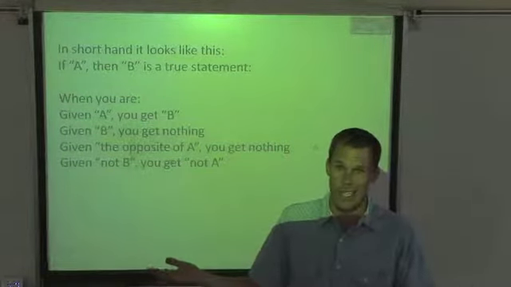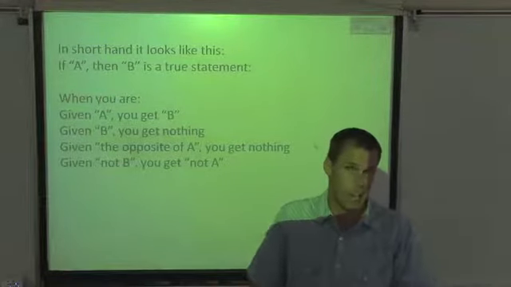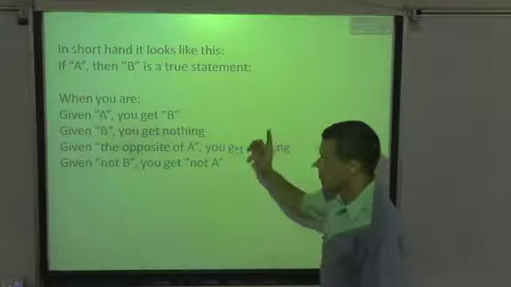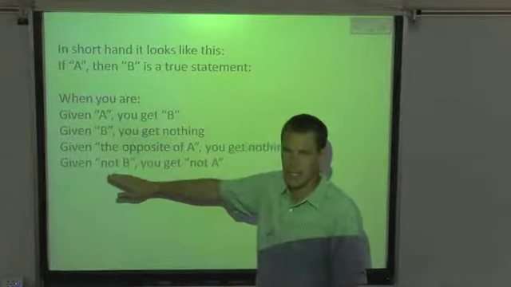We don't know how hot it is, or we don't know whether it's below 32 degrees or not. We just know it's not snowing. But the most interesting one is, what if we're given the opposite of B?